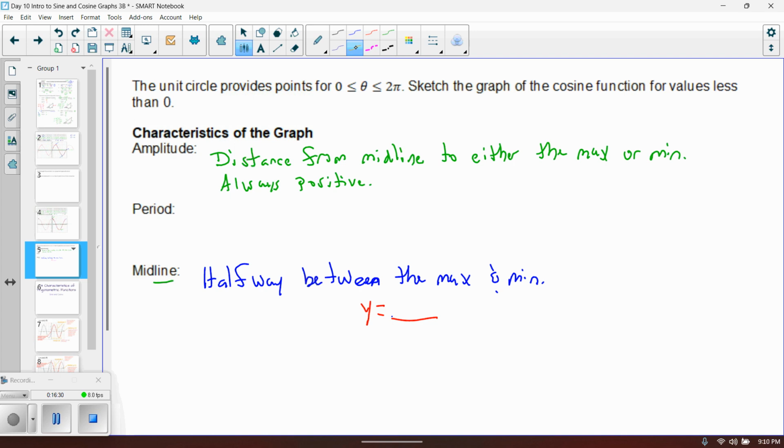All right, the last thing is the period. The period is the amount of distance for the function to complete one full cycle. Now, what the heck does that mean? The amount of distance for the function to complete one full cycle. We're going to go back to both of the graphs, and I'm going to show you what that means.